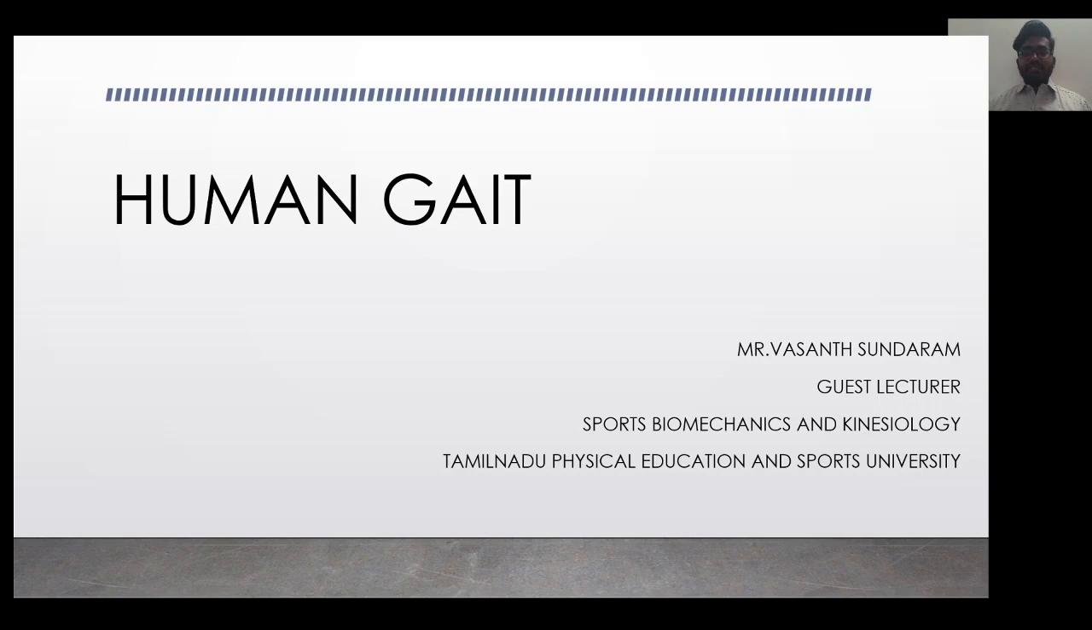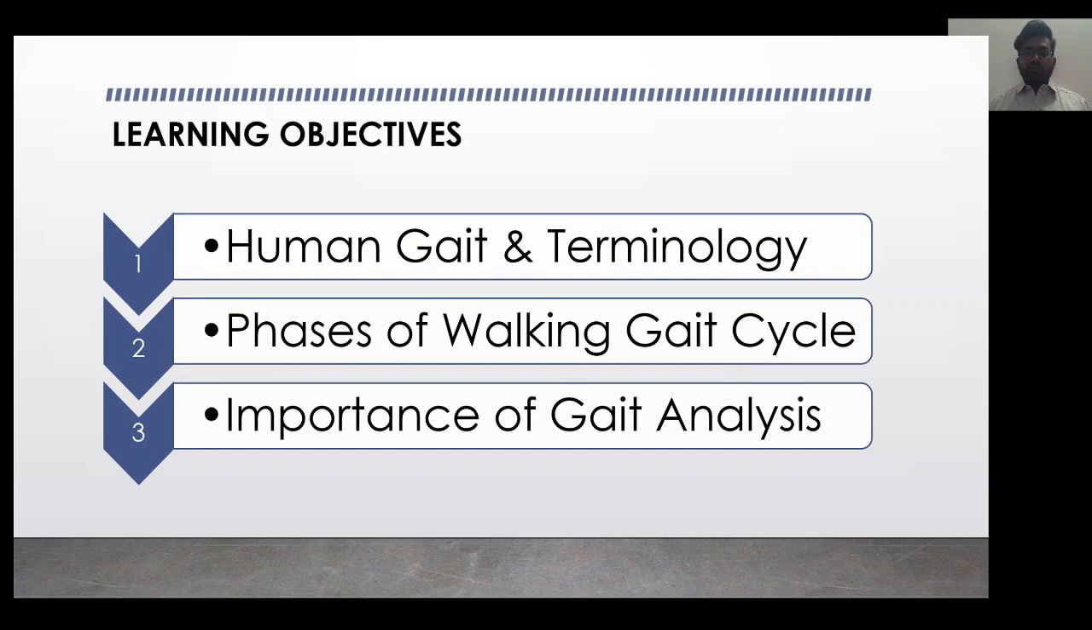So there are three things that we'll be looking into today. First, we'll be looking into what human gait is, and what are the different terminologies that are associated with human gait. Second, we'll be looking at the different phases associated with the walking gait cycle. And third, we'll be looking into why we need to do gait analysis. So by the end of this video, you will understand what human gait is, what the different phases involved in human gait are, and what the importance of the gait cycle is. Let's dive into the topic.